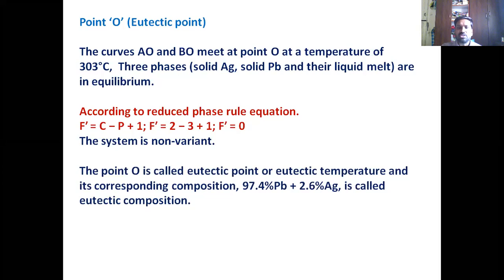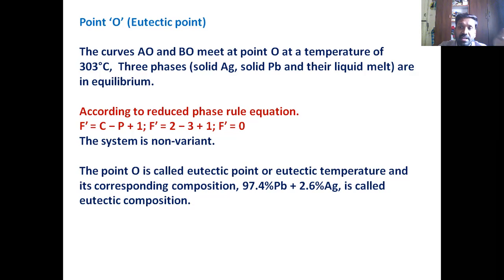So the point O is called the eutectic point. The eutectic point has two coordinates: one is the temperature coordinate and the other is the composition. What is the corresponding value of the temperature for the eutectic point? That becomes the eutectic temperature. It is 303 degrees Celsius for the lead-silver system.